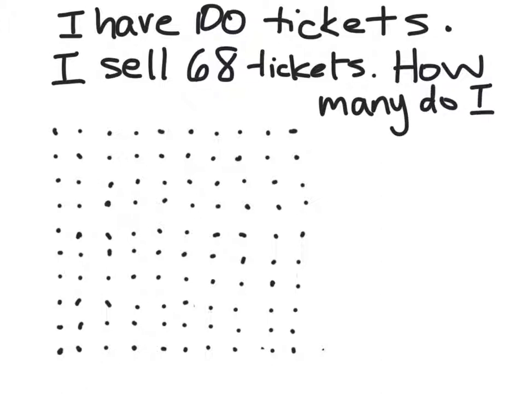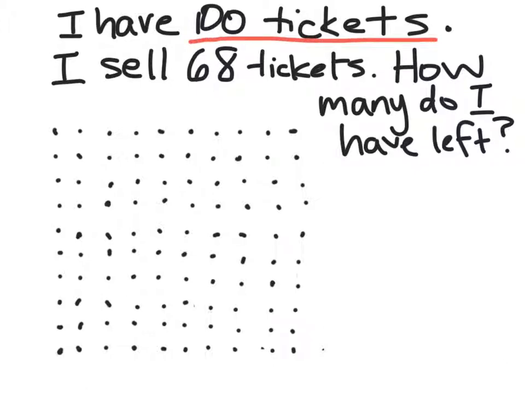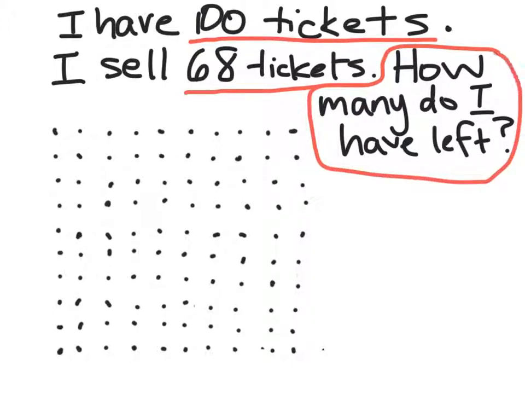do I have left? So before we do anything, we're going to underline the important information in this problem. The first part of important information is I started with 100 tickets. The second piece of important information is that I get rid of 68 of them. I sell 68. And the question we're going to circle is how many tickets do I have left? So I'm trying to find the leftovers.